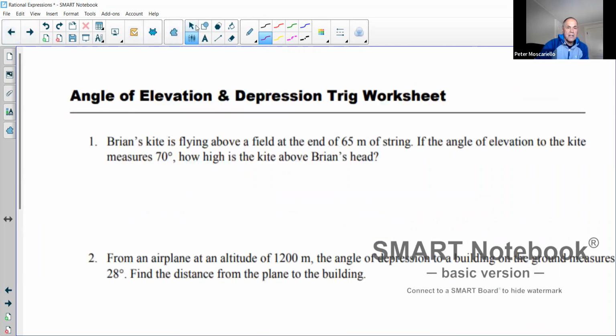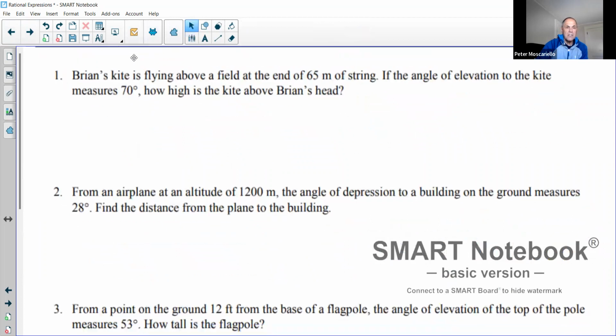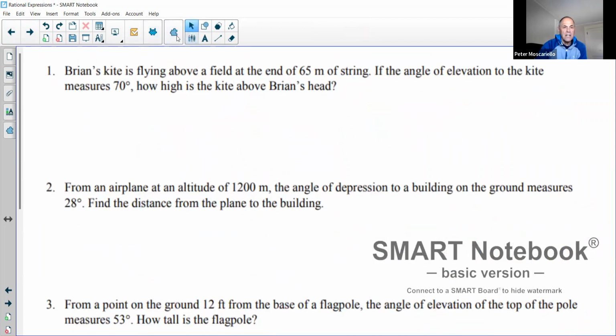All right, let's try one like number one. Brian's kite, you know Brian, he likes to fly kites, is flying above a field at the end of 65 meters of string. If the angle of elevation to the kite measures 70 degrees, how high is the kite above Brian's head? All right, these all involve making a right triangle. That is my promise to you, that each one of these involves a right triangle.